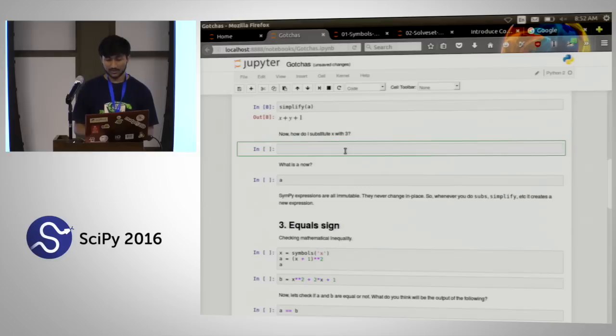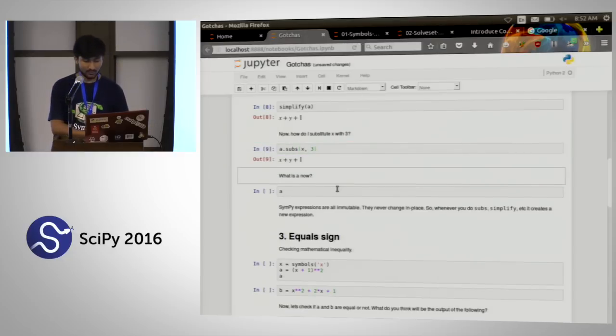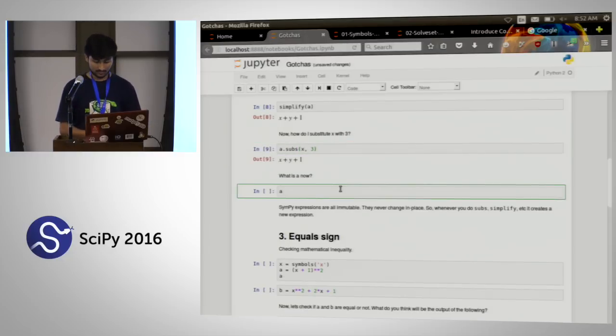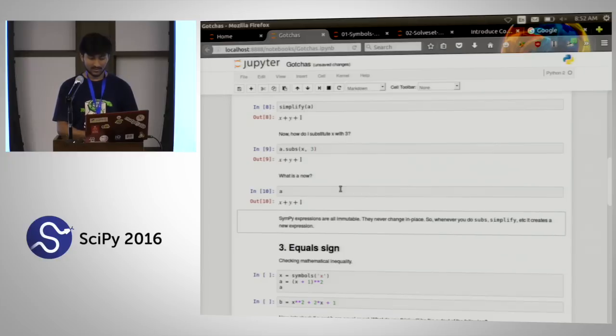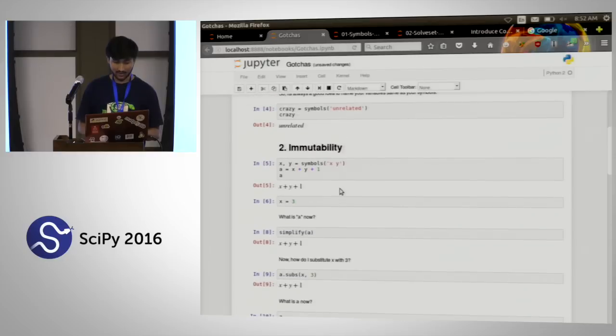So if you want to substitute a variable into an expression, you'll use a function called subs. So you'll do a.subs. So what do you think a would be now? A is still x plus y plus 1. So as you can read from here, about immutability, all SymPy expressions are immutable.